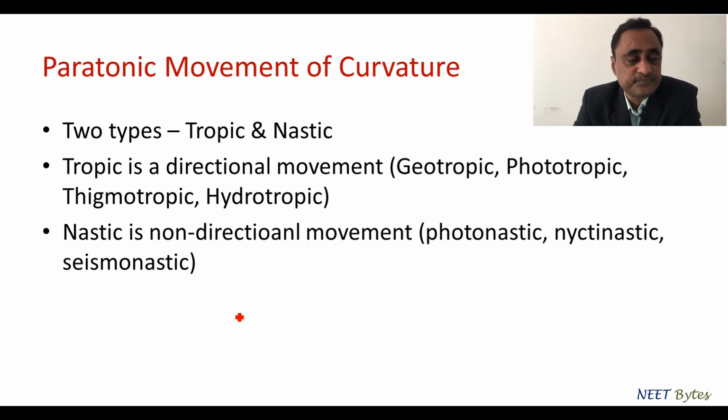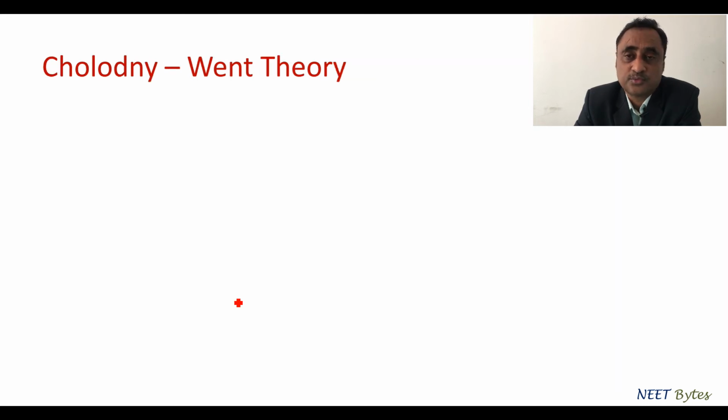So again, you see, the tropic movement can be geotropic, phototropic, thigmotropic. Thigmotropic is the touch stimulus, because when a tendril touches something, it starts moving towards that. This is what we call thigmotropic. Then nastic movement can be photonastic, nyctinastic, seismonastic. Nycti means the movement occurs during the night. Seismonastic, the movement occurs due to touch, right?